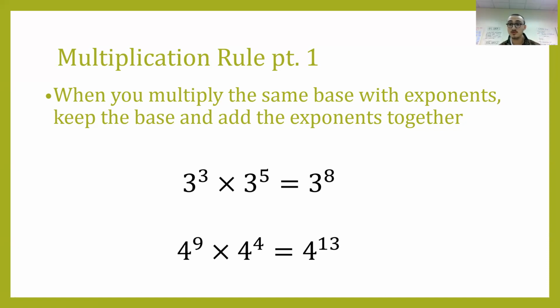If you think about 3 to the third power as 3 times 3 times 3, and 3 to the fifth power as 3 times 3 times 3 times 3 times 3, and then you multiply the two of those together, you will have 8 total 3s. So 3 to the 8th power. Same deal down below, 4 to the 9th power times 4 to the 4th power, you're going to get 4 to the 13th power.